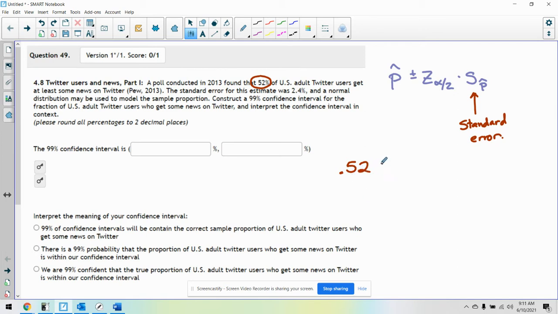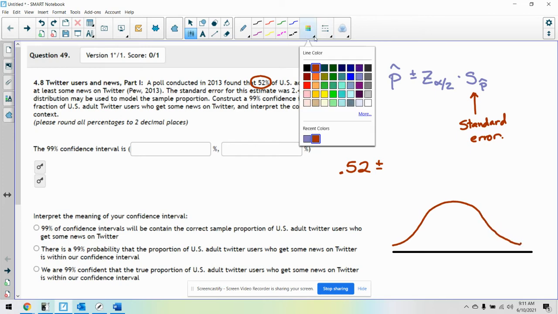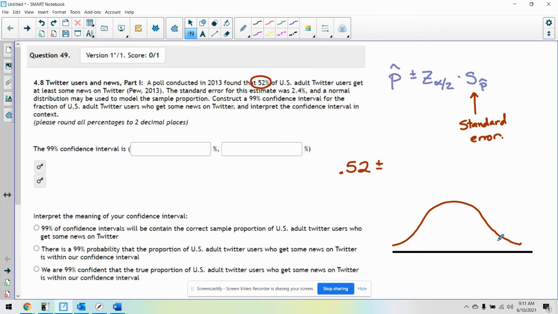I'm looking for the z value that cuts off the inner 99%. So if I look at the normal curve, I'm never really good at drawing these. Yikes. I'm looking for the values of z that cut off the middle 99%. So I'm looking for this guy. Okay. And then I have this here, it tells us the standard error is 2.4% or 0.024. Okay, so I just need to find that z value.